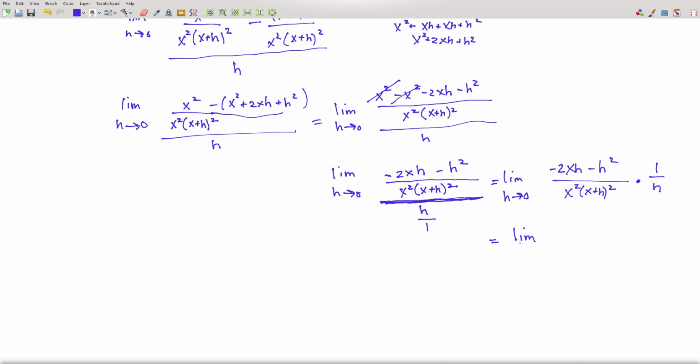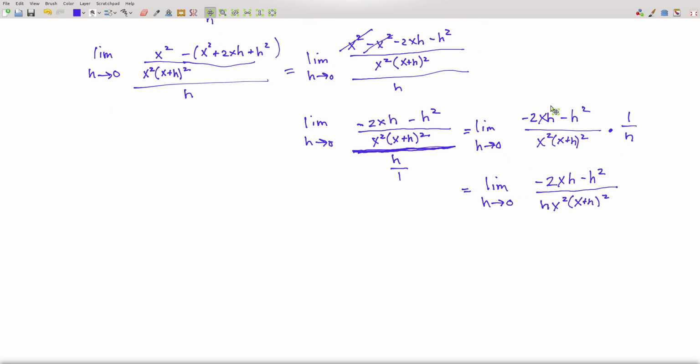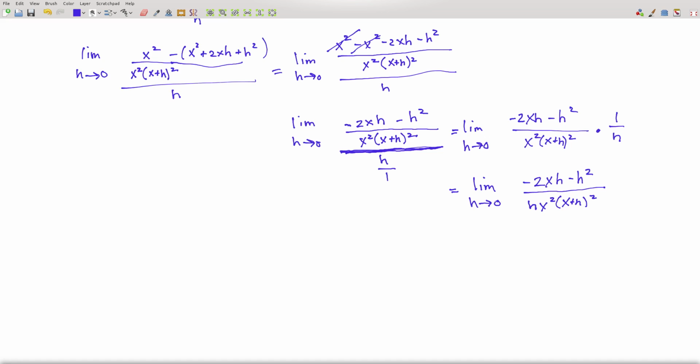So let's bring this all together a little bit. This is the limit as h goes to 0 of negative 2xh minus h squared over, right, because that was just this times 1. But now I get to multiply all of this by h, so I'll just bring it all together. We have h x squared times the quantity x plus h squared. So far so good. But I think you'll see if I substitute a 0 into h now, the denominator would become 0, and that's not okay.